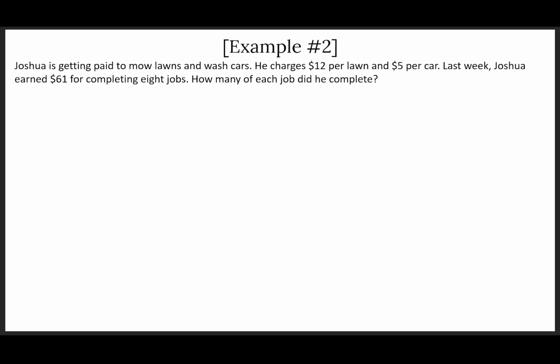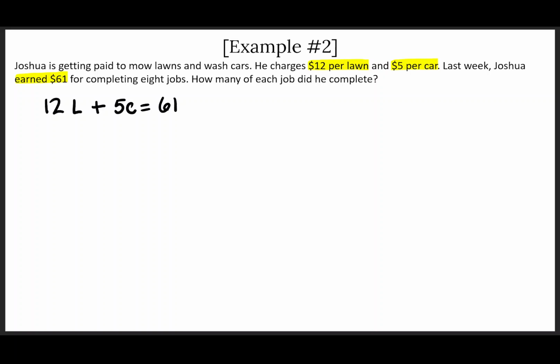For this one, we have 2 different types of equations that we're going to set up. One is going to talk about dollars, and one is simply just going to say how many jobs Joshua worked. So let's find things that are in common. In this case, let's look at the units. $12 per lawn, $5 per car, and he earned $61. That sounds like a pretty solid math sentence for us here. Let's say 12L for lawns and 5C for cars made a total of $61.